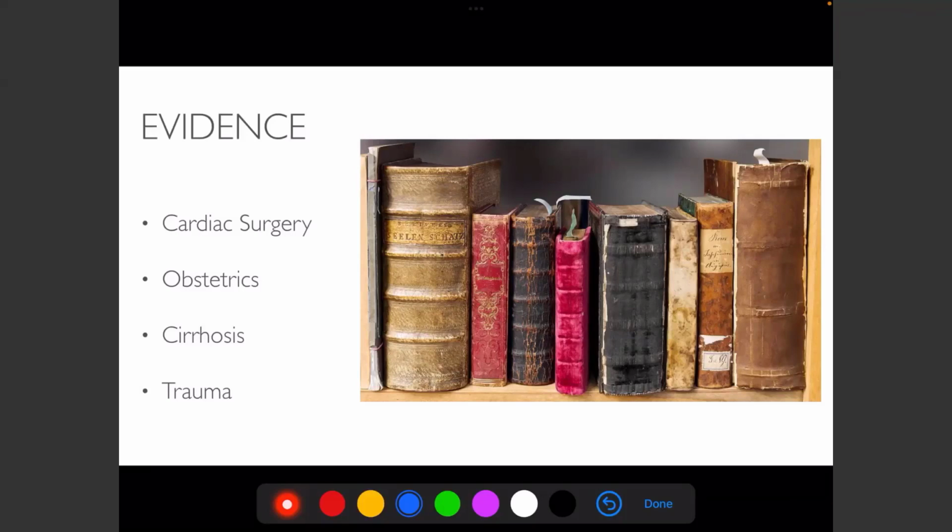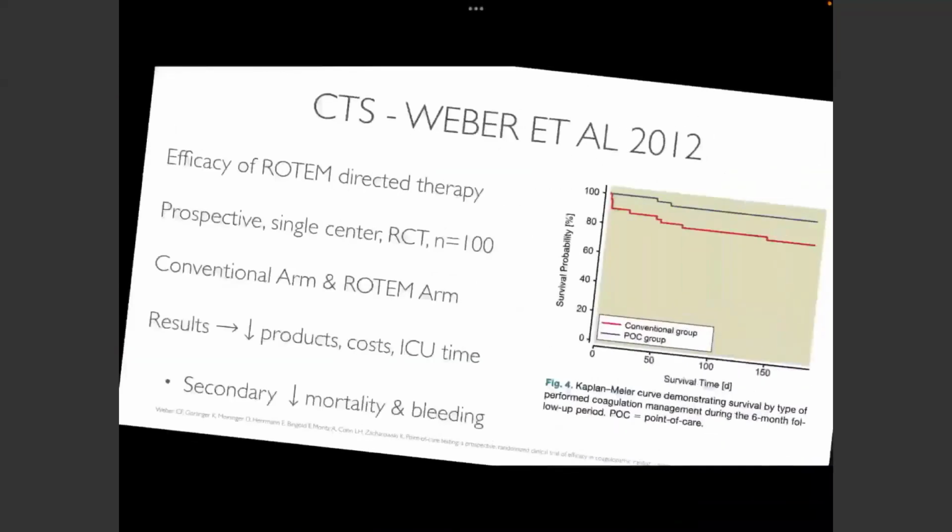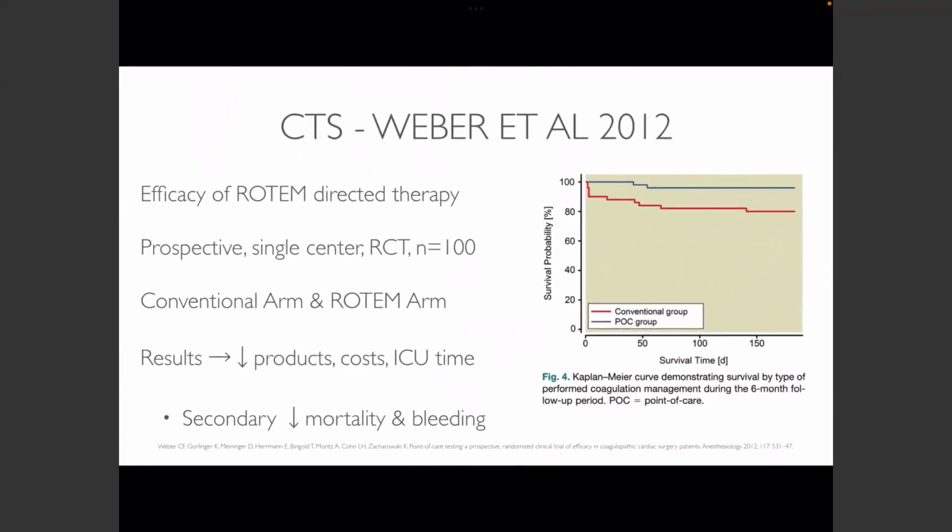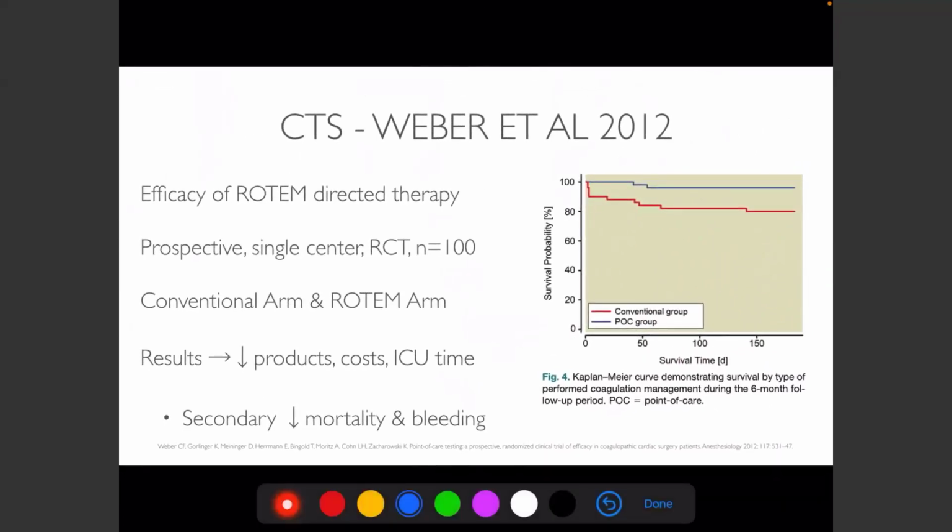So I'll try to go through, and there might be better studies that I just didn't find, but I try to find some of the best ones and some of the most compelling ones on both sides. So let's go to the first one. Cardiac surgery probably has the best evidence.